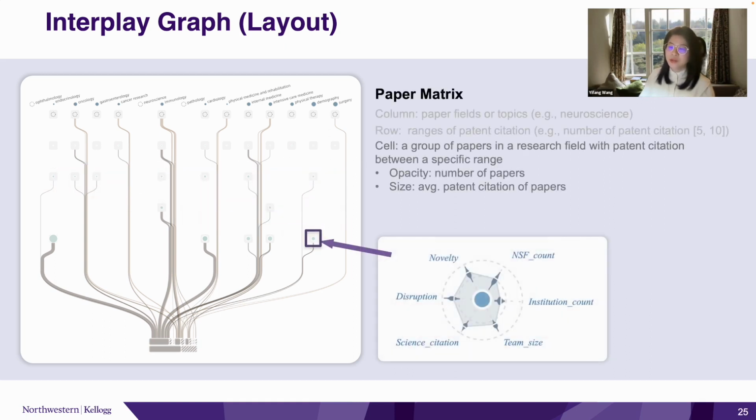We provide 2 modes to compare paper cells. In the folded mode, the size of the circle encodes the average patent citation of papers in that cell, and the opacity represents the number of papers. The unfolded mode uses a glyph to summarize the statistics of papers in terms of a set of science of science metrics.